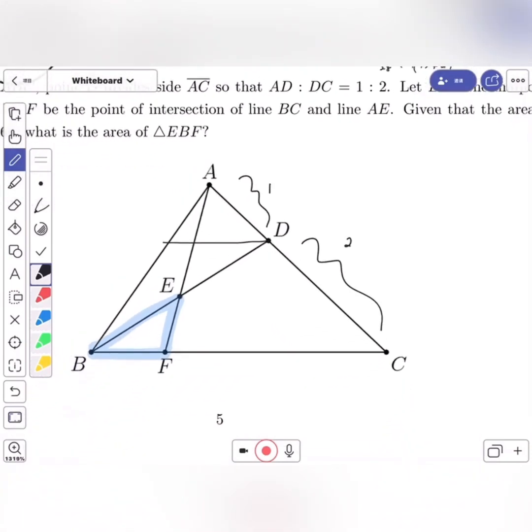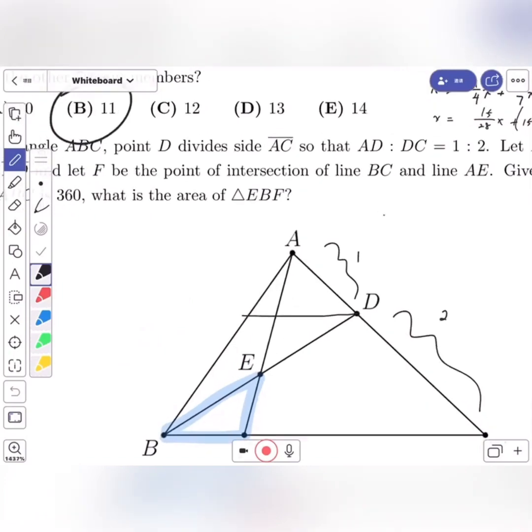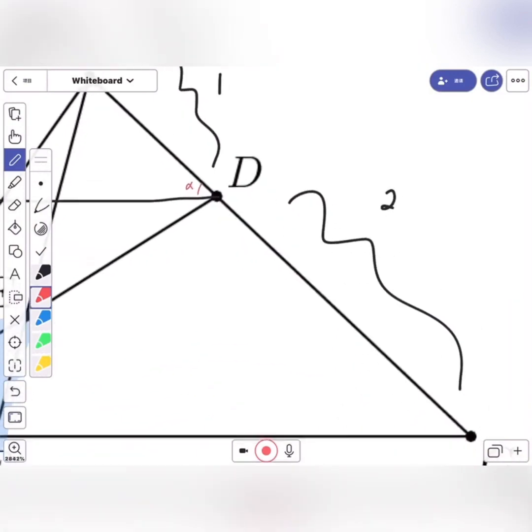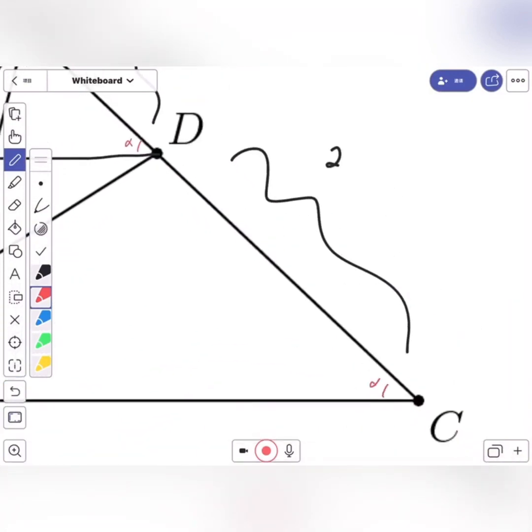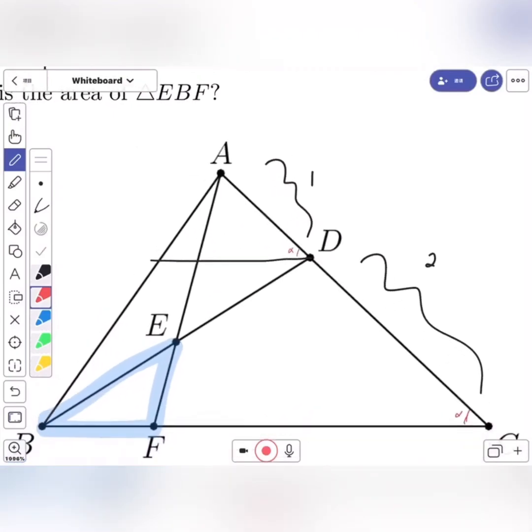So essentially, if we have the side to be some ratio, then the area ratio will be the square of that side length ratio. And we know that this angle is congruent to this angle by the parallel nature of the two lines, and they also share a common angle, which is this. So let's just call this G.